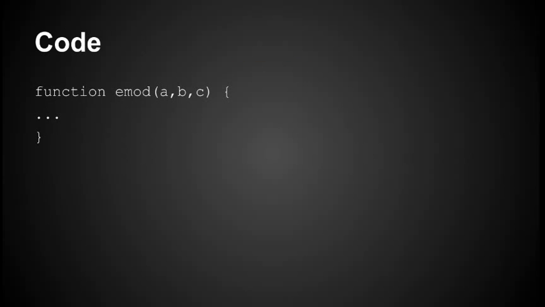And so how can we do this in code? We want to start with a function with a, b, and c. I'm just going to call the function emod, for exponential and modulus. First we want to start with if b equals 0. This is just in case someone decides to plug in 0 for our exponent. Because anything to the power of 0 is 1, so we're going to return 1.